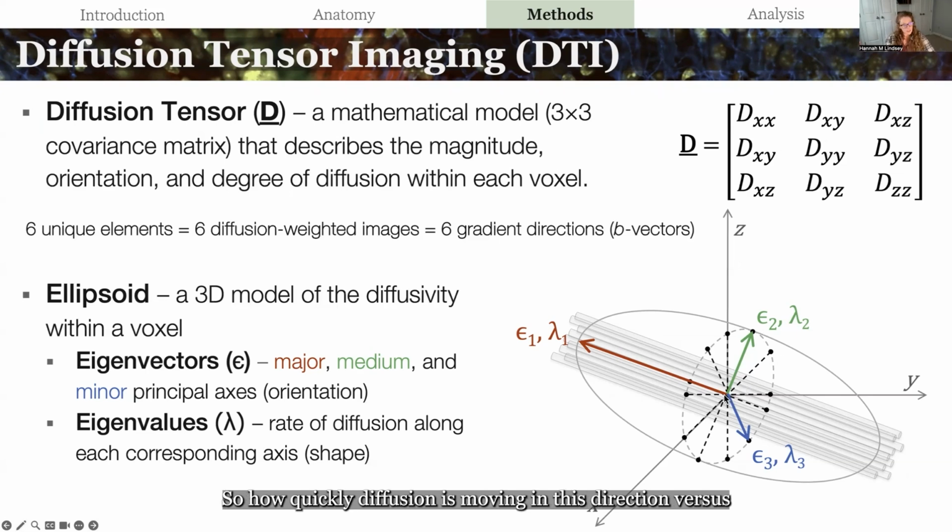So how quickly diffusion is moving in this direction versus this direction, for example, that's going to change the shape of that ellipsoid. So if it's moving in all directions at the same rate, it's going to be isotropic. If it's moving fastest in a primary direction, it's going to be anisotropic. Together, this ellipsoidal representation allows us to identify directional diffusion properties, fiber orientations, and the spatial anisotropy of diffusion.